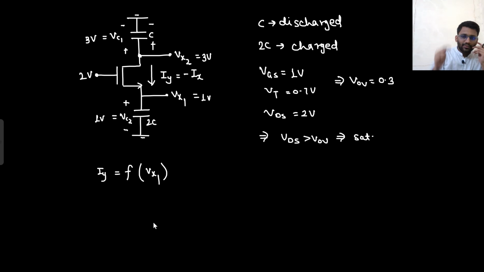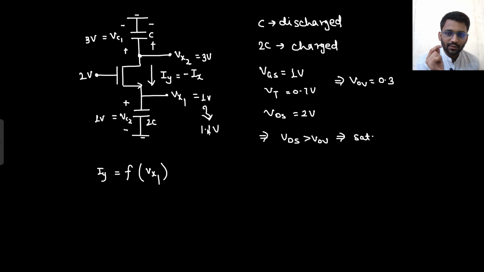Now there is a current source which is charging the capacitor 2C and discharging the capacitor C. What will happen in the circuit now? Till what voltage can it charge? What is the maximum voltage that this capacitor 2C can get? This 2C is getting charged. Let's just say it is charged to 1.1 volt.